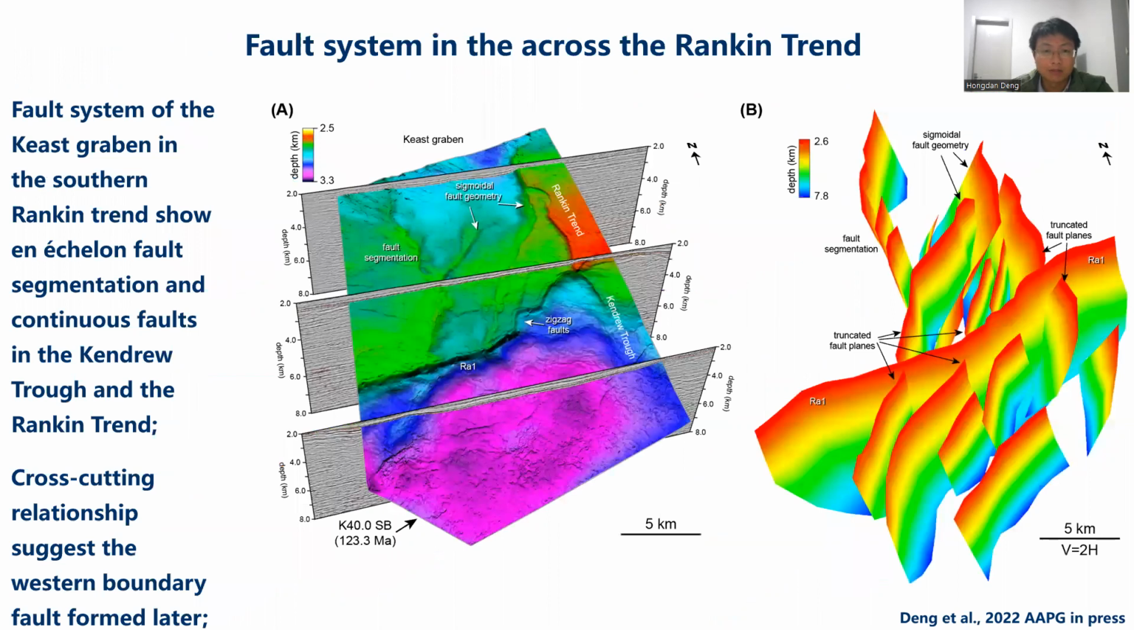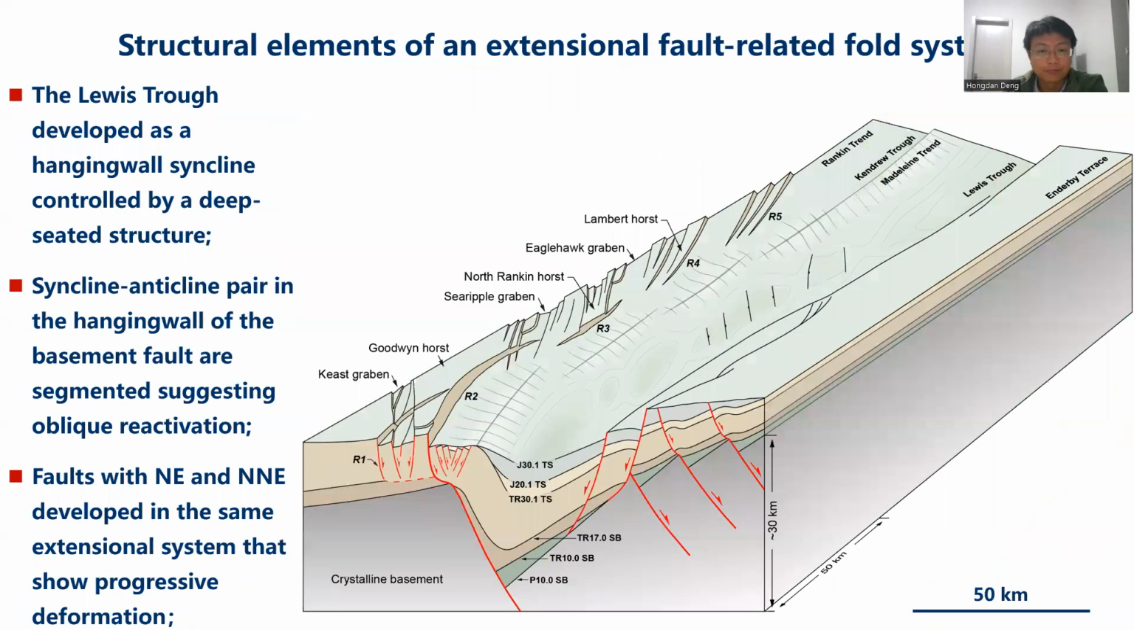So in the southern part of the Rankin terrace, we see that the Keystone graben can be tracked all the way from the Rankin terrace to the Kindred trough. So they are actually continuous. They were separated by the Rankin fault system, which probably formed later. This is the 3D geometry of these fault systems within this particular part. We see that it's actually en echelon segmentation, which indicates oblique extension.